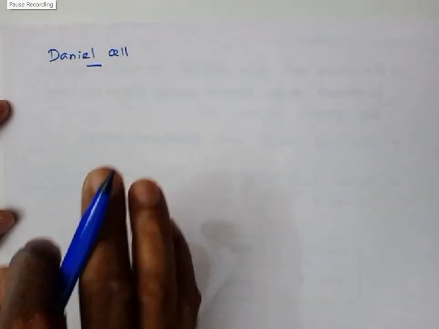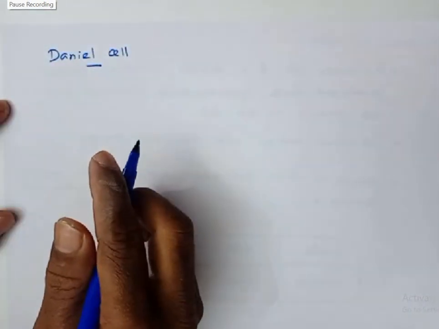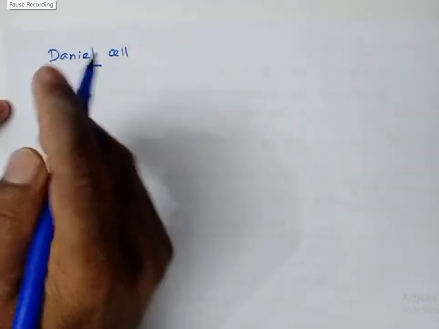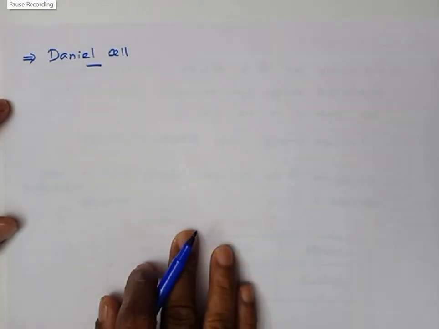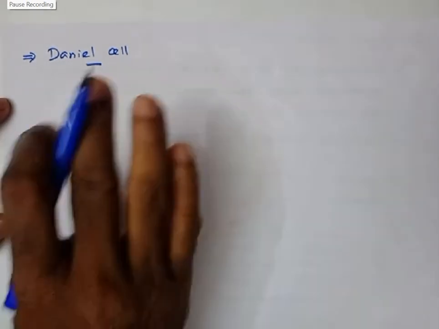There are many galvanic cells available. Here I have chosen the Daniell cell, which is a very simple one and very easy to understand. That's why. So what is a Daniell cell actually?